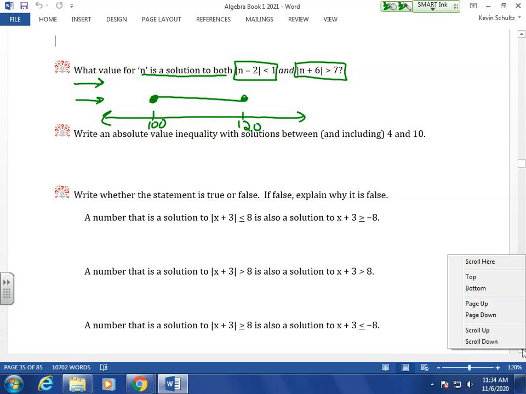100 and 120, and then, did someone throw that at me? Are you mad that I'm assigning this? I'm trying to help you, people. Calm down. Okay?